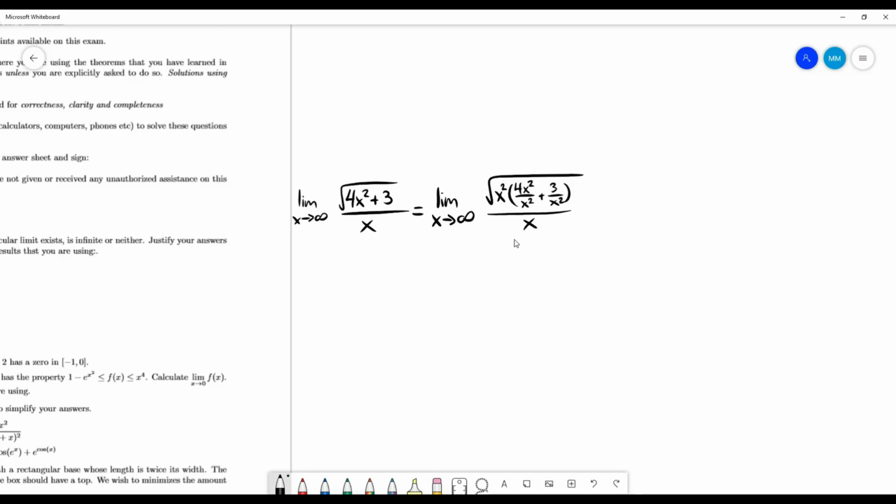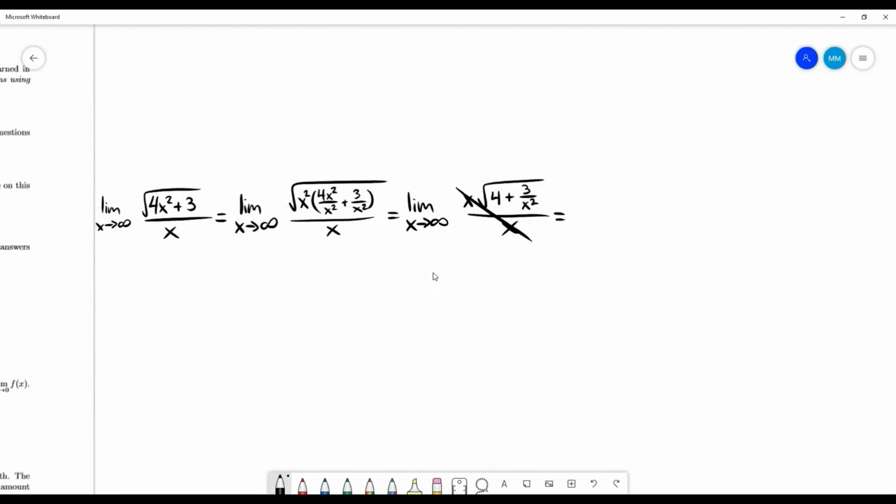And what happens is because this is multiplied with all of this, I can actually pull this out of the radical. So obviously the square root of x squared is x. So now I've got this, and of course 4x squared divided by x squared is just 4, and then 3 over x squared, and that's all over x. And now since I've pulled this out, I can cancel those x's. Which again, it might not be clear immediately why I'm doing this, but I really hope that it'll make sense once this gets finished up.